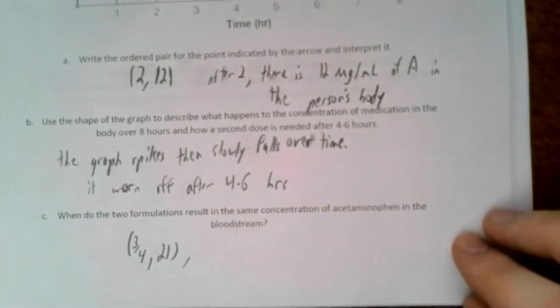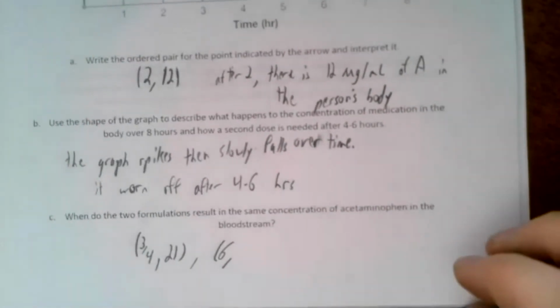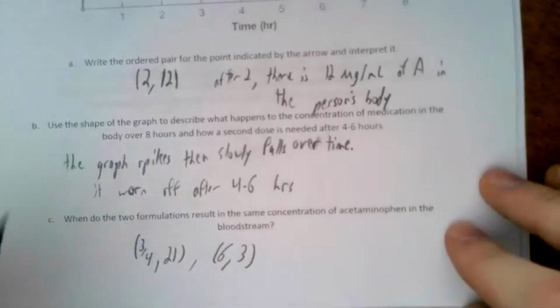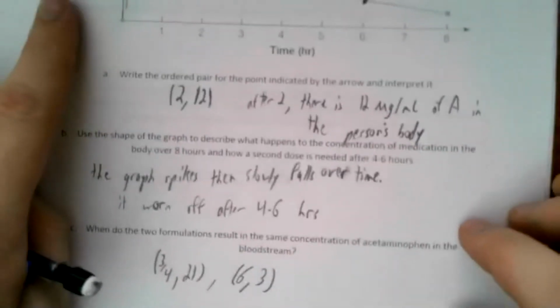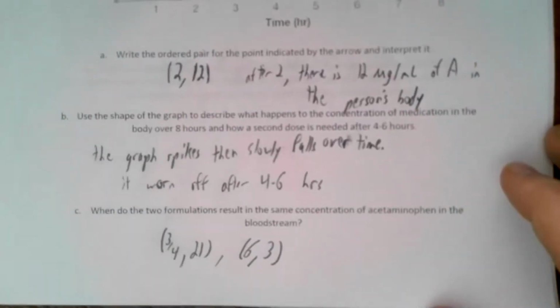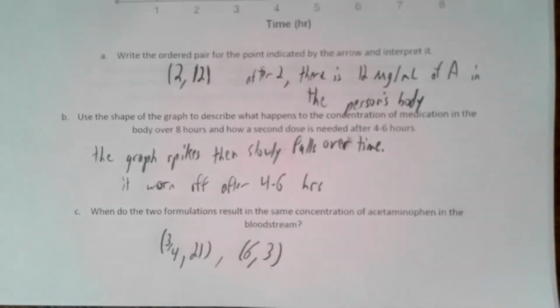Okay. So my ordered pair for where they cross right there, we're 6 hours in. And it looks like there may be about 3 for our y-axis. So how much is in their blood? Okay. All right, so does anybody have any questions on A through C here?